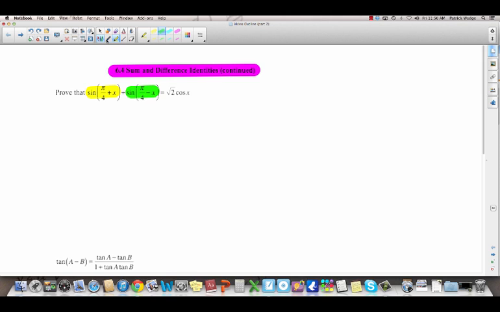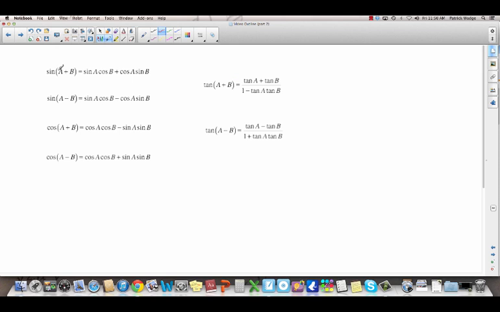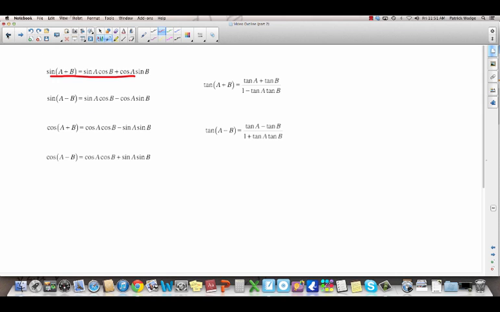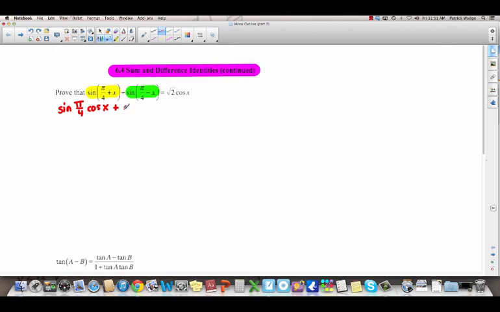So if we look at the yellow highlight, we have a sum identity. We have sine of a plus b, which is this one up here. We're going to do sine a cos b plus cos a sine b. Sine a is pi over 4, cos b is cos x, plus cos a, which is pi over 4, sine b, which is x. So all this in red is the yellow highlighted part. Now we hit the plus sign, so I put plus.